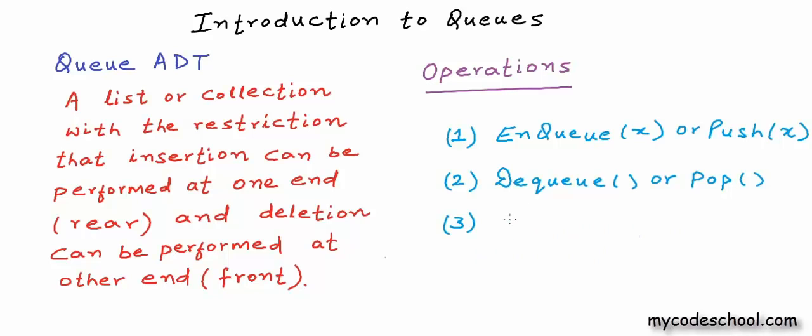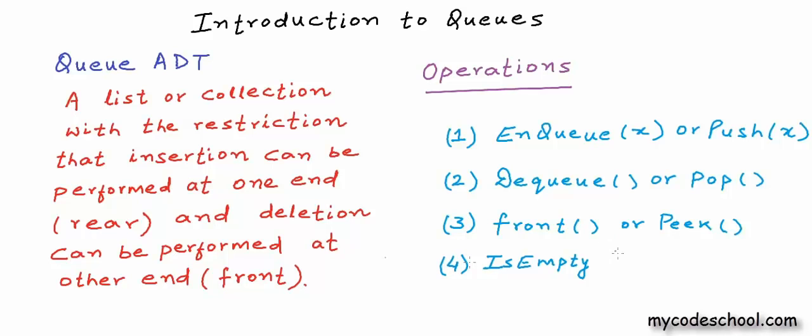Typically, a third operation, front or peek, is kept just to look at the element at the head, just like the top operation that we had kept in stack. This operation should just return the element at front and should not delete anything. Okay, we can have few more operations. We can have one operation to check whether Q is empty or not. If Q has a limited size, then we can have one operation to check whether Q is full or not.